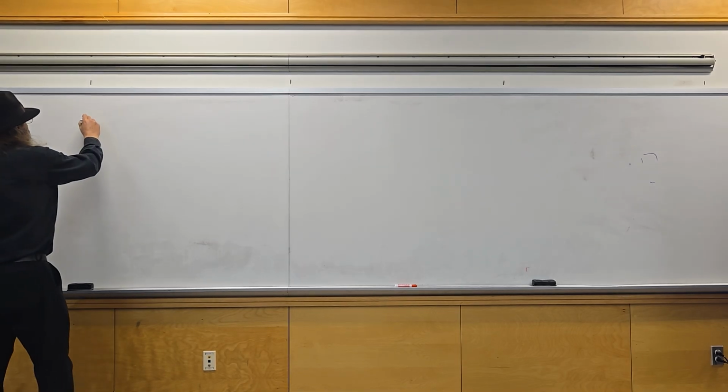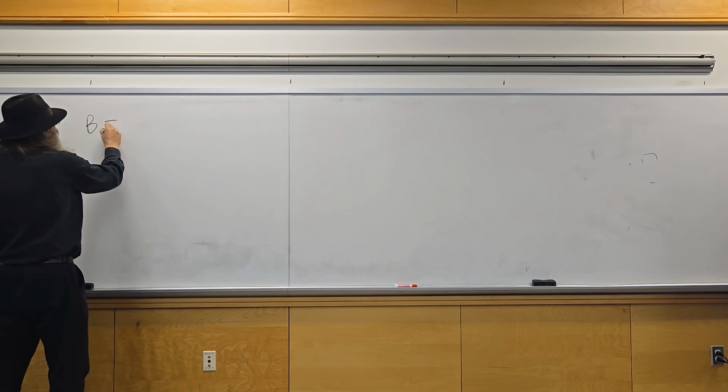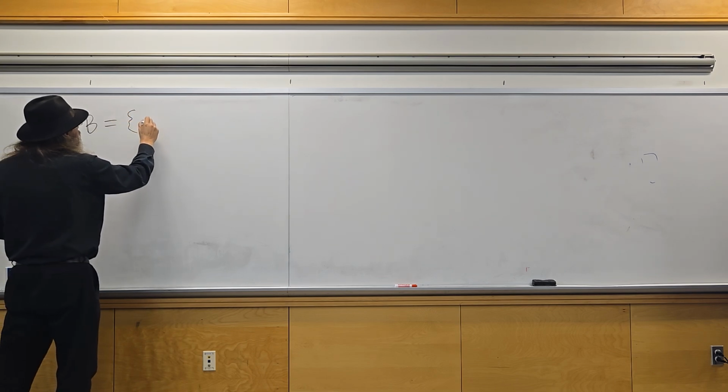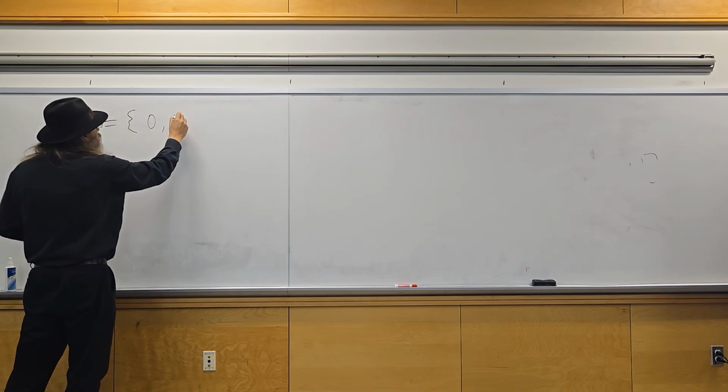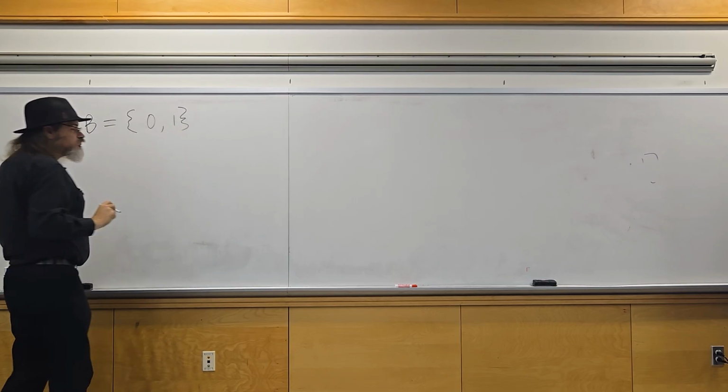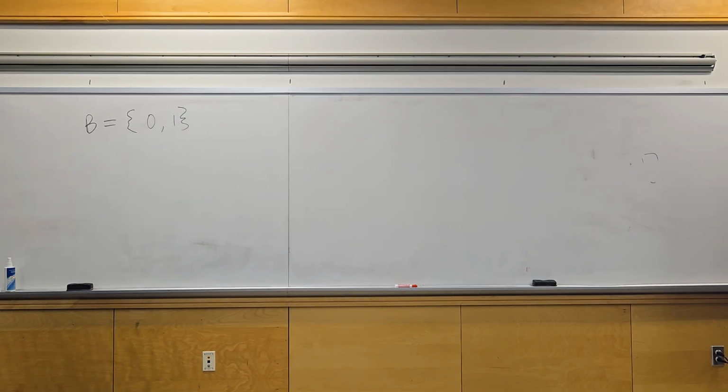It is an algebra defined on a set with two elements, zero and one. Okay? And there are two binary operators and a unary operator.